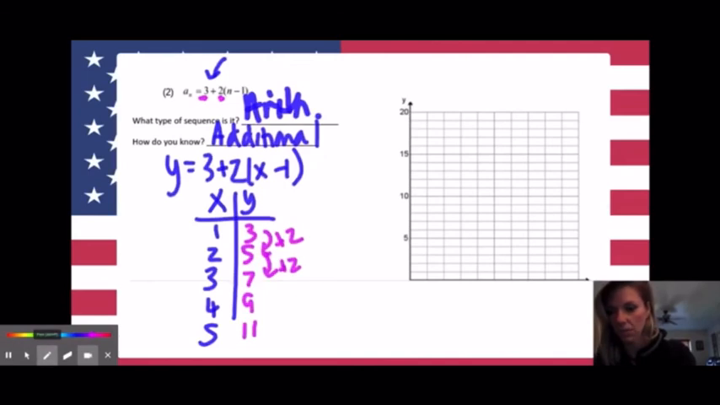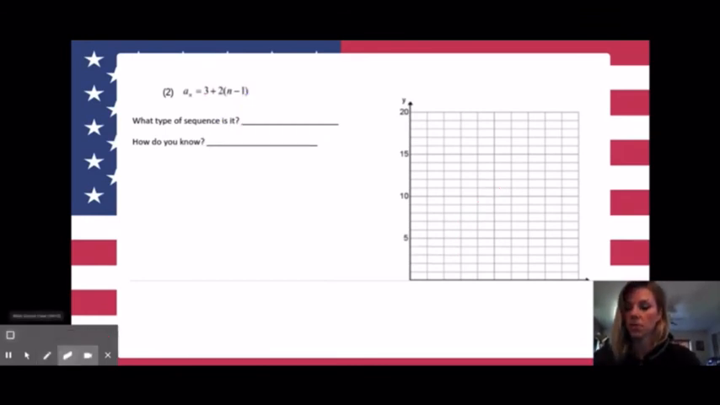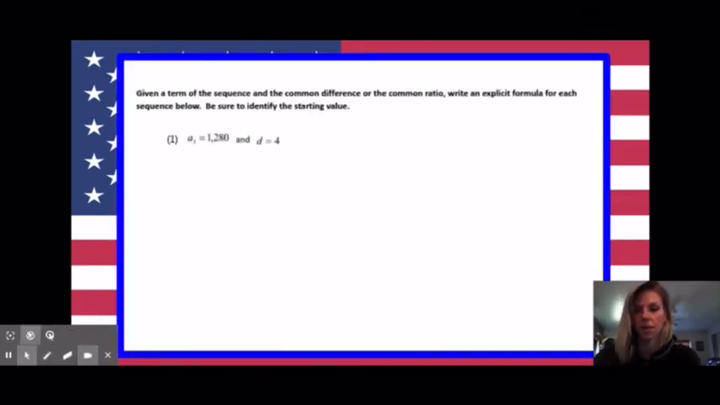So we can just quickly plot these points. So over 1 up 3. My pattern or my slope, because it's a line, is plus 2. So I can just go up 2 over 1, up 2 over 1, and it's going to hit all of the correct points. And I'm not going to connect them because it's a sequence, and sequences are discrete. We don't connect our points. All right. Let's look here. This might be our last one.